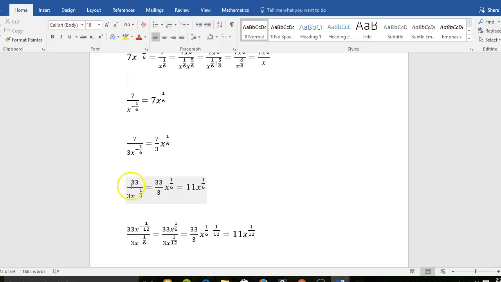And now if you have like 33 over 3x to the negative 1/6, well, yeah, true, you get 33/3 x to the 1/6. But remember, 33/3 is just 11. So be sure to reduce and clean up all fractions as you need to, okay?